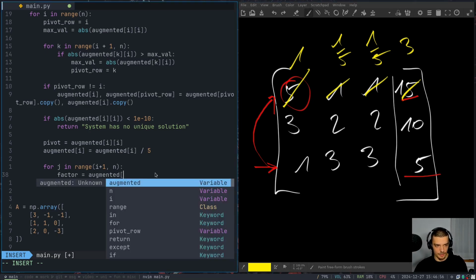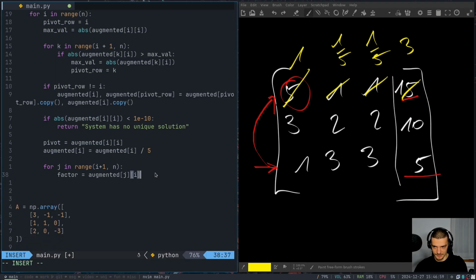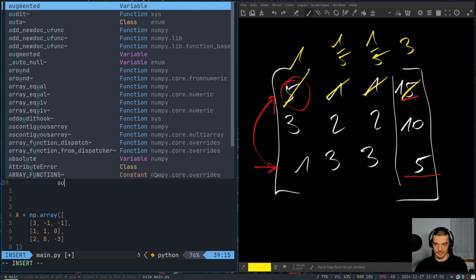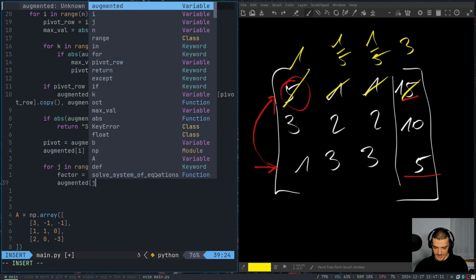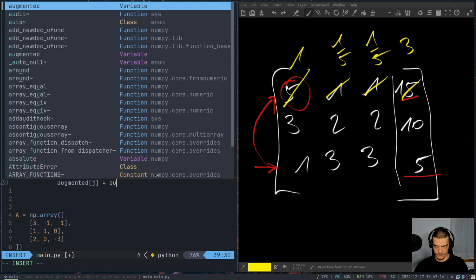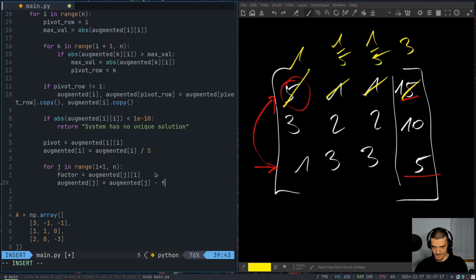So factor is going to be augmented[j][i], the element in the same column but in all the other rows. That's going to be the factor, and then I just say augmented[j] is going to be equal to augmented[j] minus the factor times augmented[i], which is of course valid. We can add, we can swap, and we can multiply with scalars. Multiplication also means division. Adding also means subtracting. So we can just do this, and then we have the zeros below our pivot element.